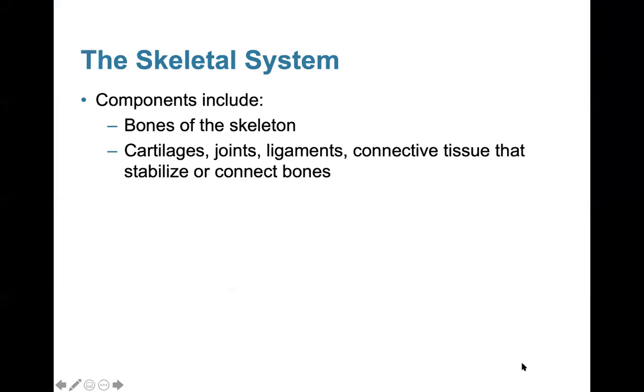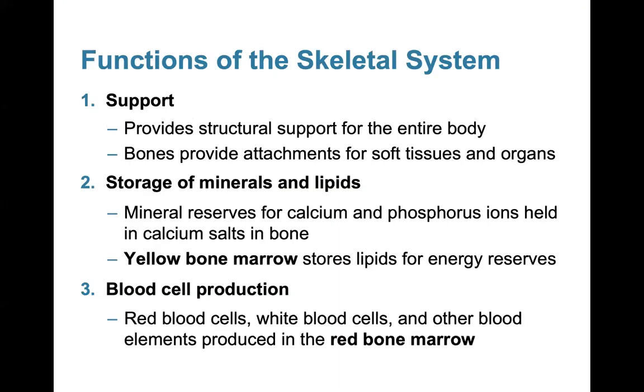Skeletal system is going to include bones of the skeleton, cartilage, joints, ligaments, connective tissue. The connective tissue is going to help to stabilize or to connect bones together. Now, there are several functions of the skeletal system.